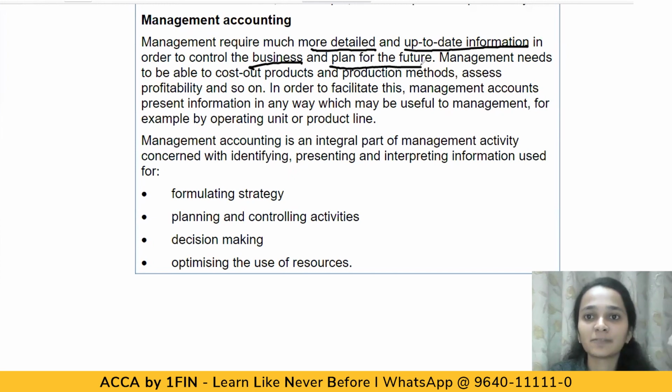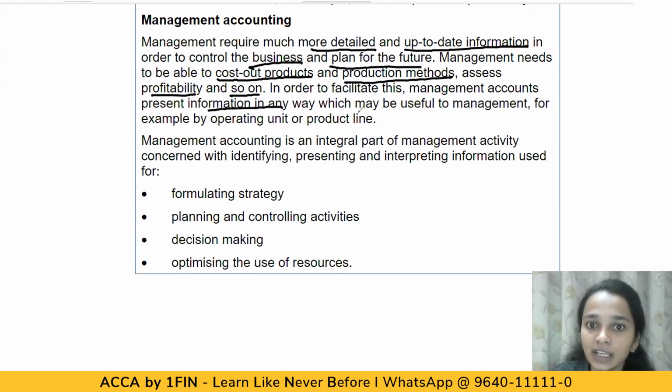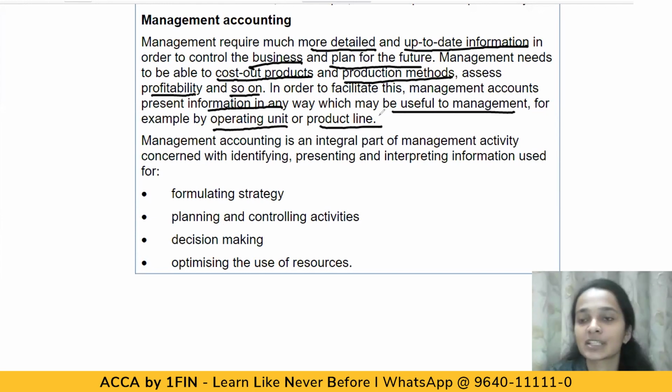How do they plan for the future of the business? So management needs to be able to cost out products and production methods, assess profitability, and so on. Management of a business requires much more detailed information to make sound business decisions. To facilitate this, management accounts present information in a way which may be useful to management, for example, by operating unit or product line. Say product specific information is given to the management, or information about a specific operating unit is given to the management so that they make a sound business decision.